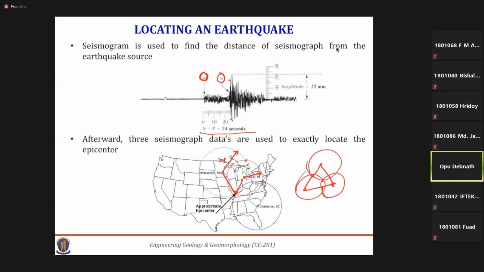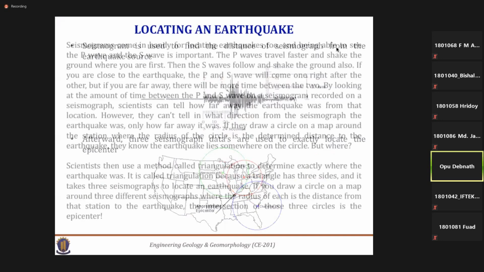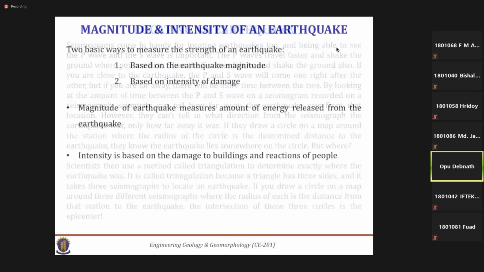So the intersecting point of these three circles forms a triangle. Another criterion is if you take all these stations in a line, this is also not possible. In some cases this may also not be possible. So the three stations must be in a triangular position. So this method is known as the triangulation method of locating the earthquake.